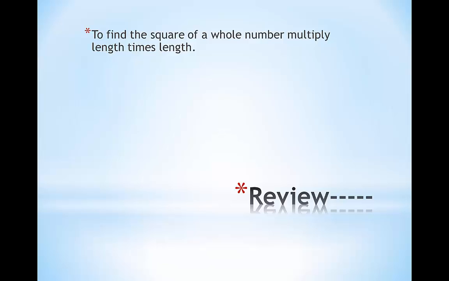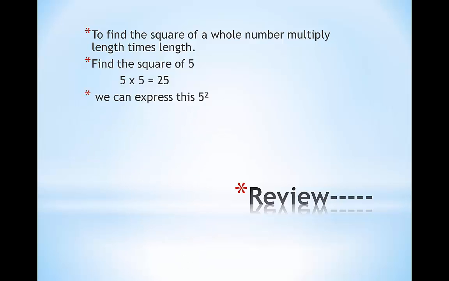Let's review. To find the square of a whole number, multiply length times length. To find the square of 5, we will have to multiply the length 5 times length 5 to equal 25. We can express this as 5 squared because there are two 5s. Remember, 2 is called the exponent. 5 is called the base. The square of 5 is 25.